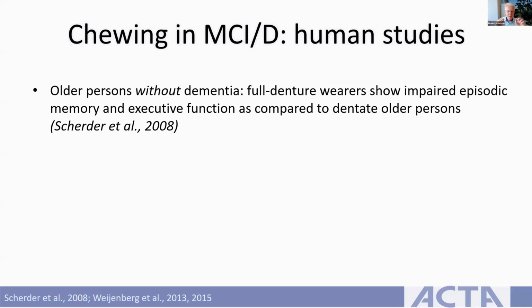So we tested first in healthy, cognitively healthy older people, and we found that people who are full denture bearers, so they have removable prosthetics in the upper and lower jaw, can take it out, and you compare them to people with their own teeth, so fully dentate older individuals, the people with the removable prosthodontics had an impaired episodic memory and an impaired executive function. Cross-sectional, but still a nice indication that there might be something that is in line with what I showed on the previous slide in animals.